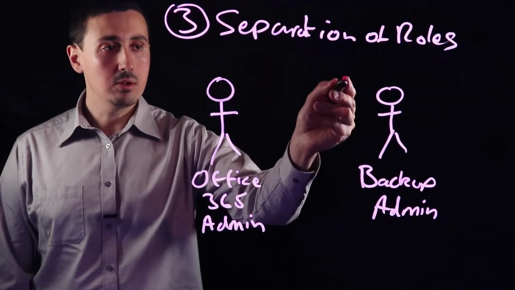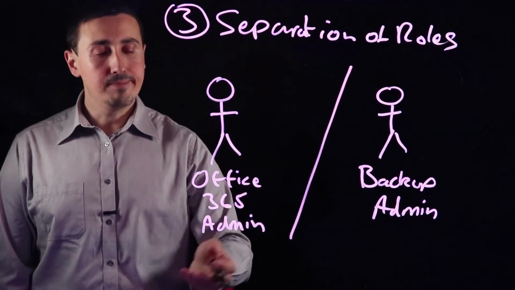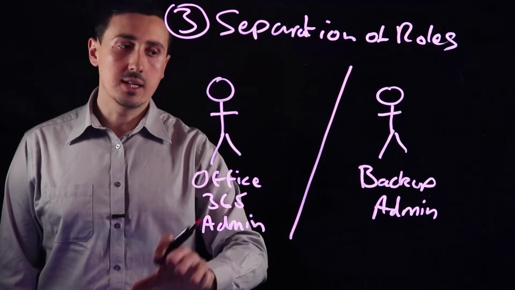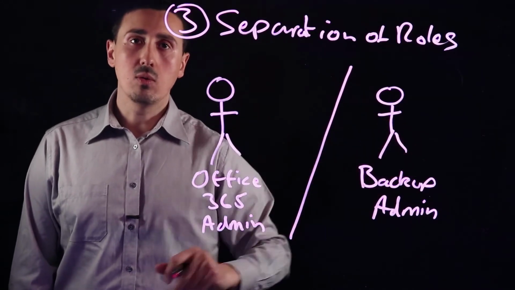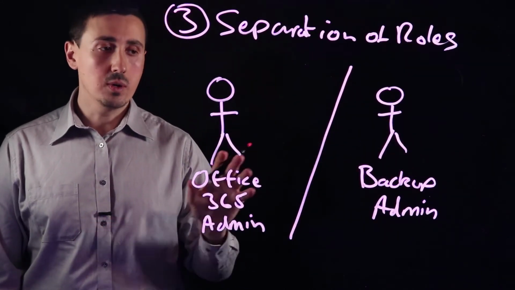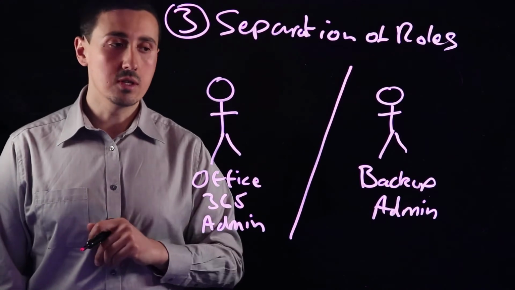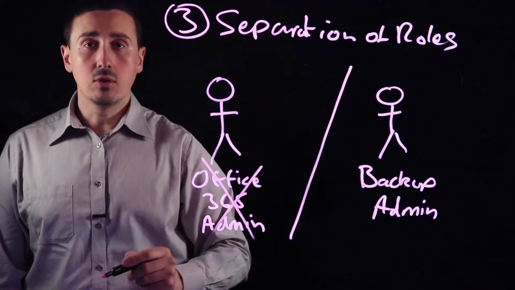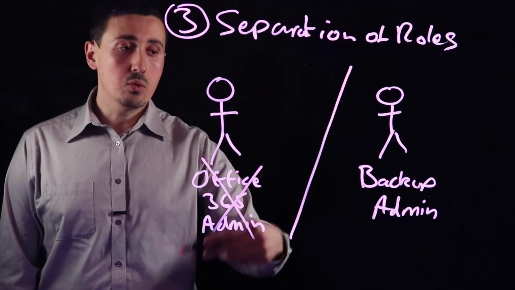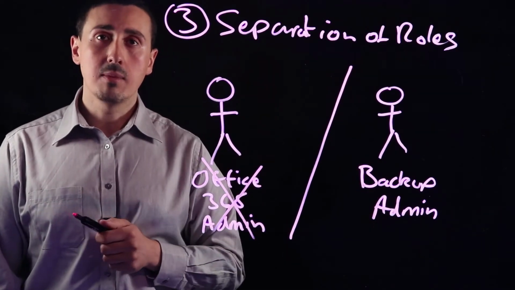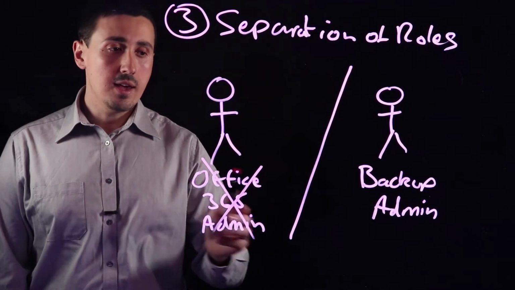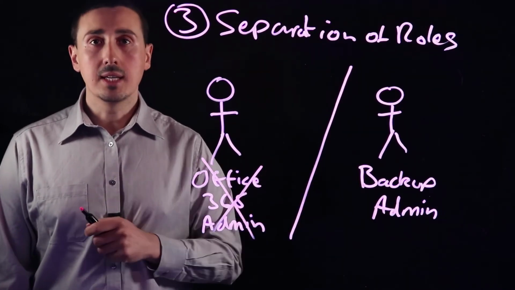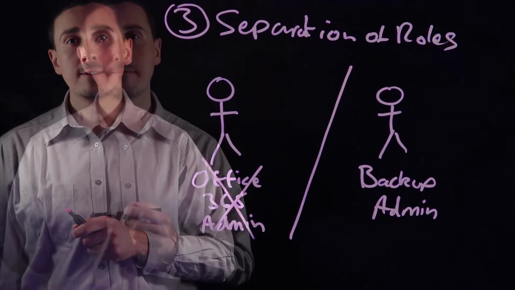Because effectively what you're able to do is ensure that your Office 365 admin is responsible for that production data, but then actually separate out the role of backup administration to another user or another group of users to ensure that, say, a rogue employee can't take out your Office 365 data and then also have access to the backup of that data as well. And therefore, by separating out those roles, you've effectively mitigated against that potential risk.